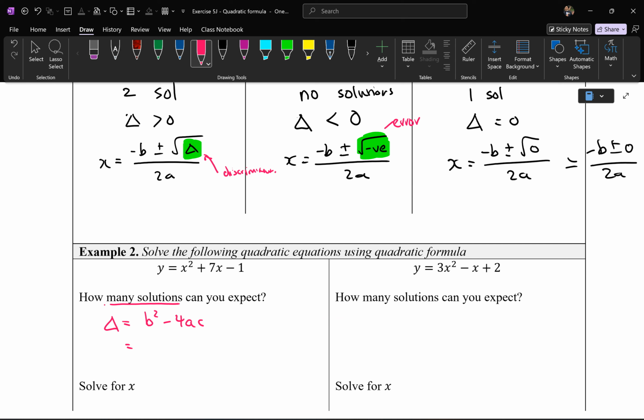What's my b in this case here? What's b equal to? 7. Good. So it should be 7 squared minus 4 times a, which is 1, times c, which is negative 1. So put it all together. 7 squared is 49. Minus 4 times negative 1 is plus 4. You don't even need to know the exact answer because we don't care about it. We only care if it's going to be two solutions or not. 49 plus 4, of course, is going to be positive.